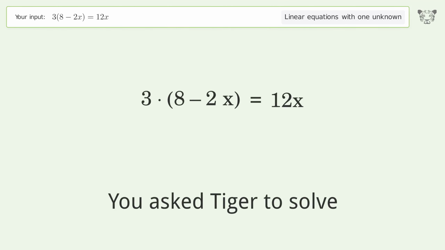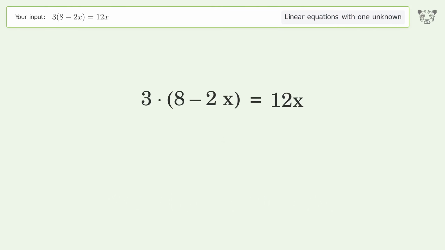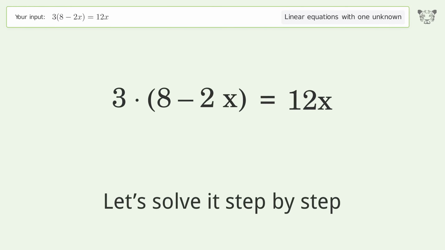You ask Tiger to solve. This deals with linear equations with one unknown. The final result is x equals 4 over 3. Let's solve it step by step.